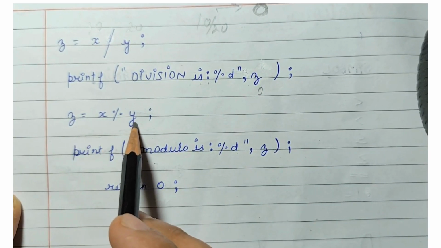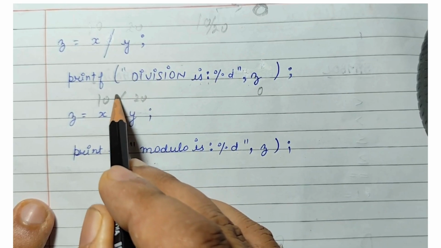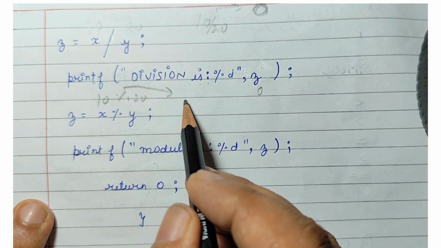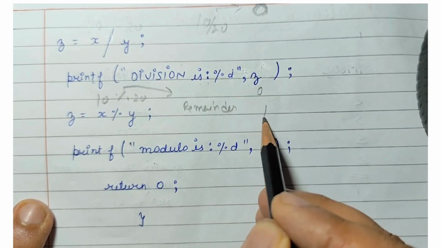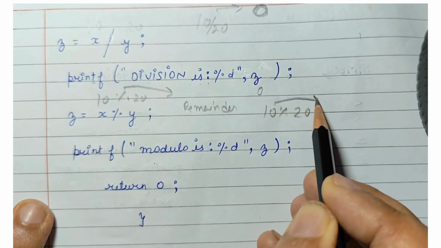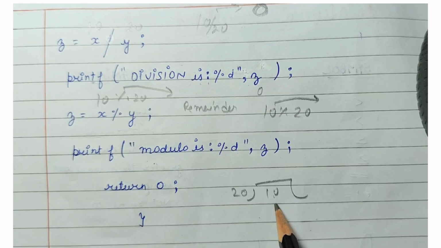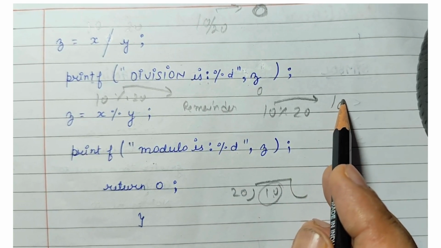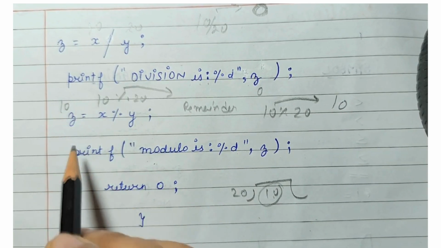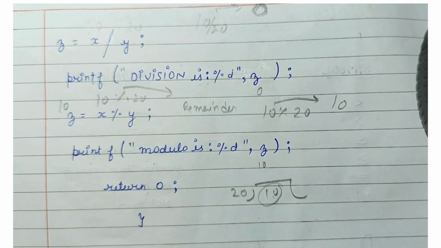After this, z = x % y. So now x has a value 10, y has a value 20. Now this percentage operator returns the remainder. So what is the remainder of 10 % 20? Divide 10 by 20, son. It does not divide, so the remainder again becomes 10. So what will come in z? 10 will come. printf "Modulo is", so here 10 will display in the output.